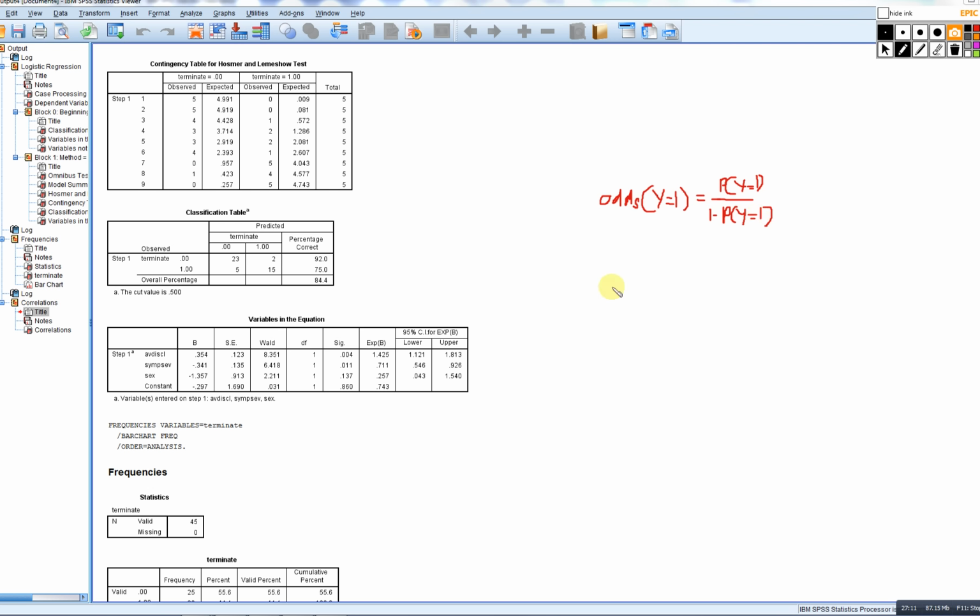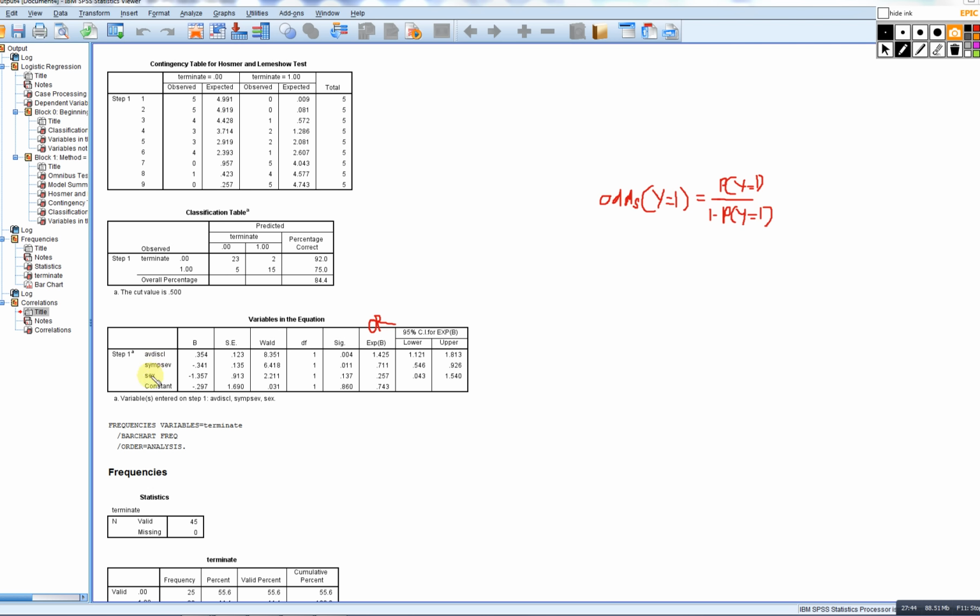Each case will have an odds, just like they will have a logit score, they will also have an odds value, and then they will also have the predicted likelihood of actually falling into group 1. So the odds ratio that you have right here refers to the amount of change in the odds for every 1 unit change on the predictor variables.